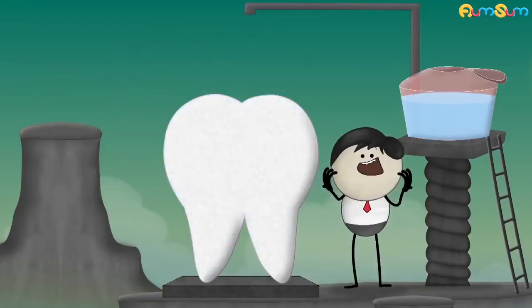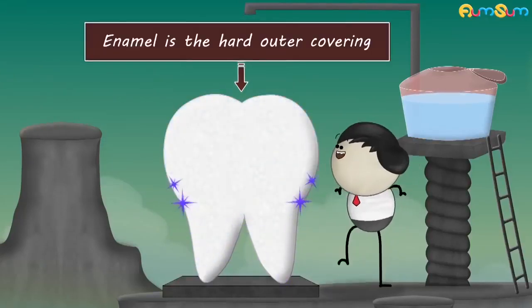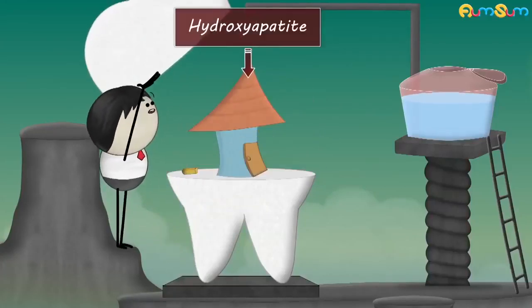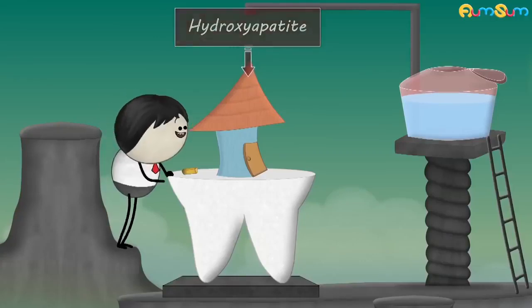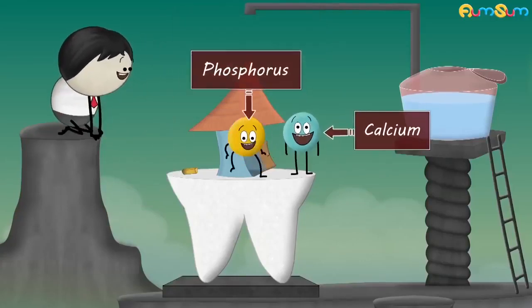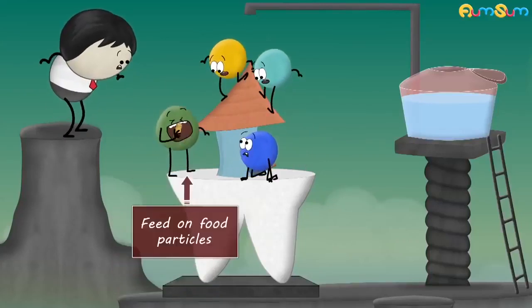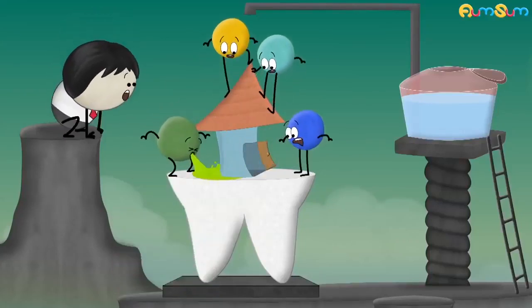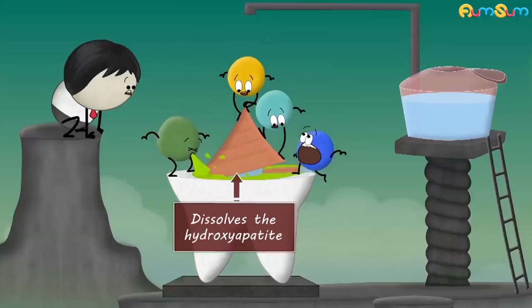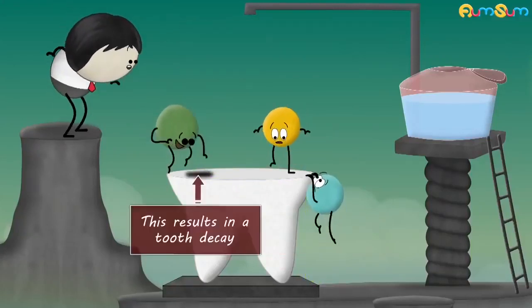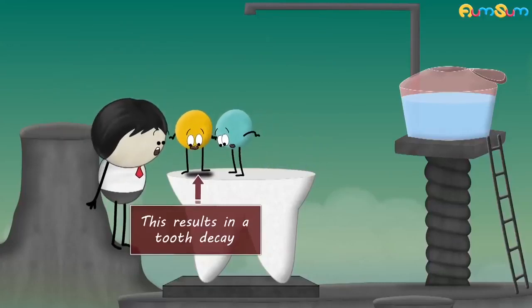But how? Enamel is the hard outer covering of our tooth. It is primarily made up of hydroxyapatite. Hydroxyapatite is a compound of calcium, phosphorus, and hydroxide. Now, when bacteria in our mouth feed on food particles, they produce acid. This acid dissolves the hydroxyapatite, leaving behind a residue of calcium and phosphate ions. This results in tooth decay.